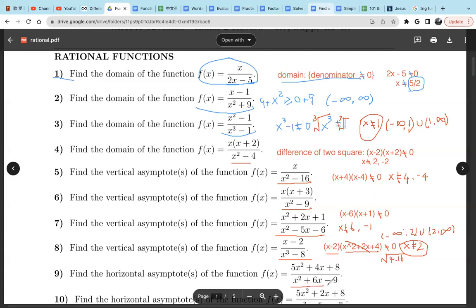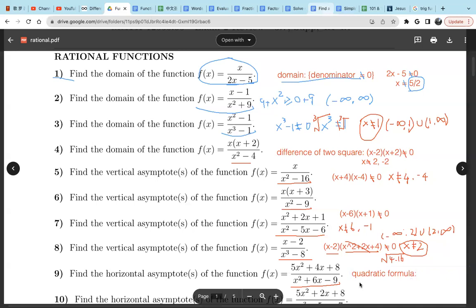Now let's see this one. You can see it requires factoring. We have x squared plus 6x minus 9. Think about two factors of negative 9, if it's factorable, that add up to 6. In this case, we can't do that easily. So what do we do? We use the quadratic formula.